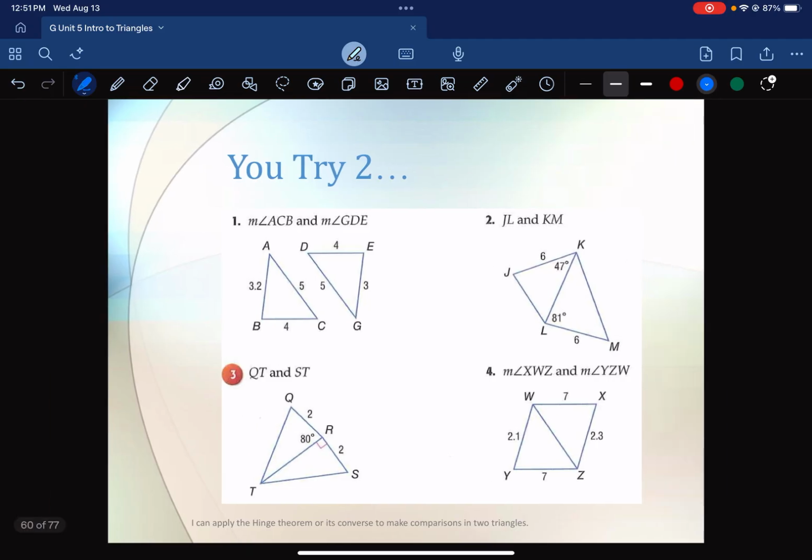There are four more to do there. Stop the video, give them a try. Turn it back on when you're done. We'll see how you do.